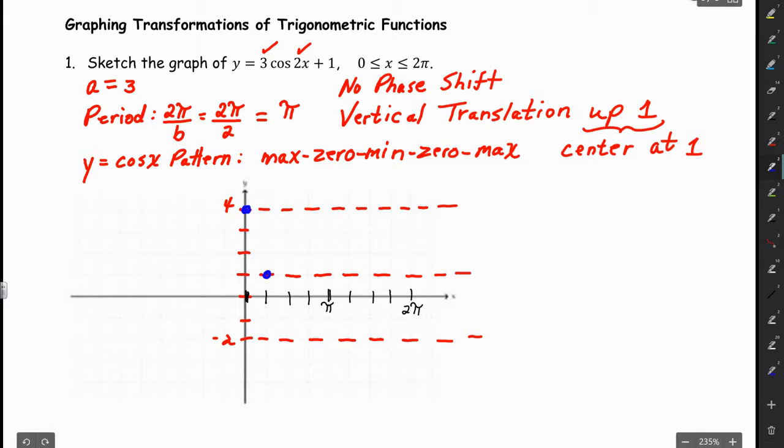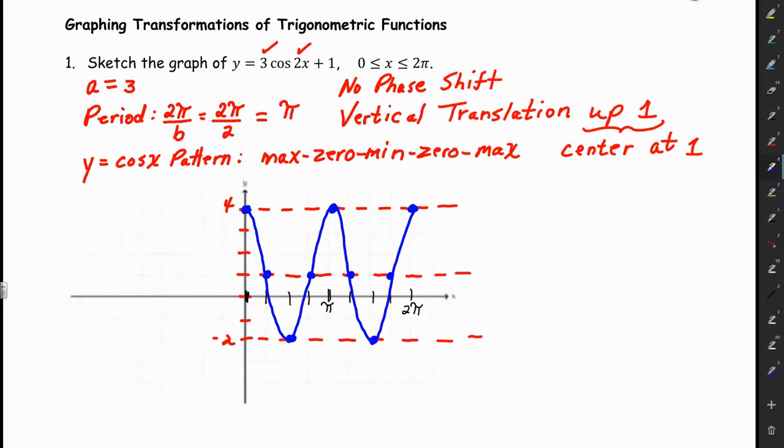Max, 0, min, 0, max. Max, 0, min, 0, max. And sketch your curve. All right, that's number 1.